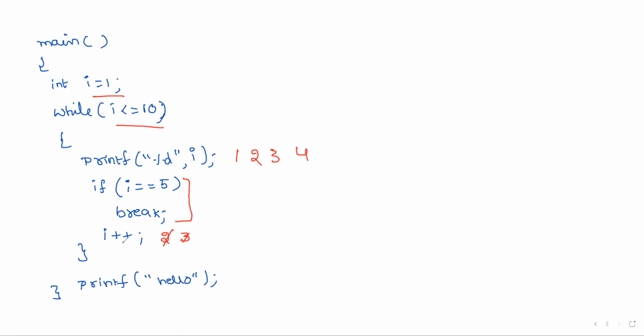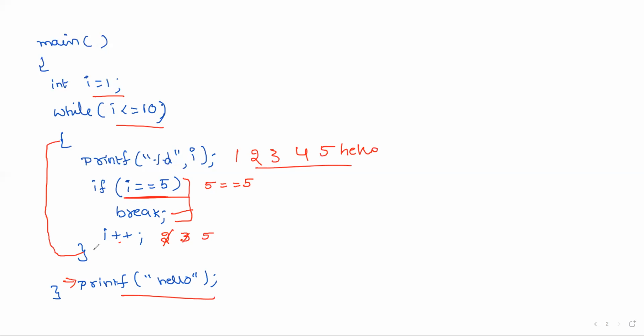Then i plus plus, i value is equal to 5. So 5 is printed and then it checks the condition. If 5 is equal to 5, break. Once the break is executed, we come out of the loop and print hello. So the answer is 1 2 3 4 5 hello only. It does not print the remaining values. We have only a single loop, and once the break is executed, we come out of that particular loop.